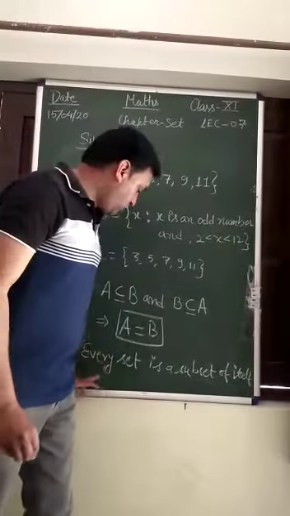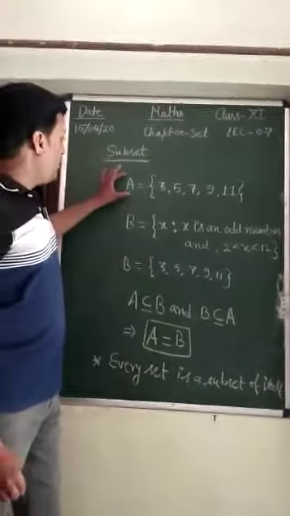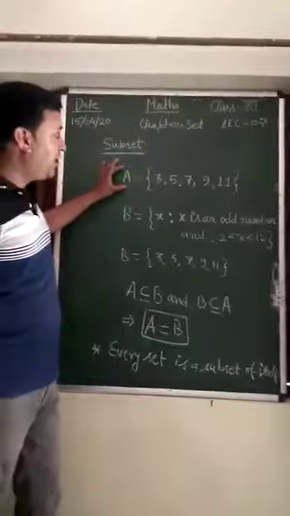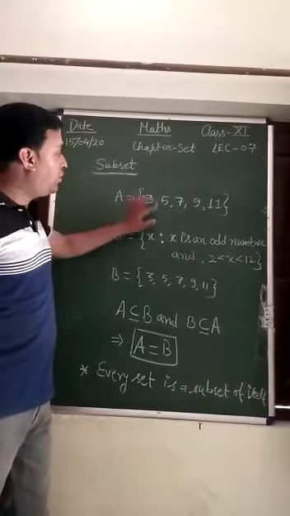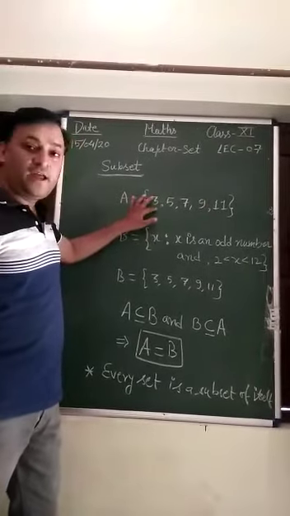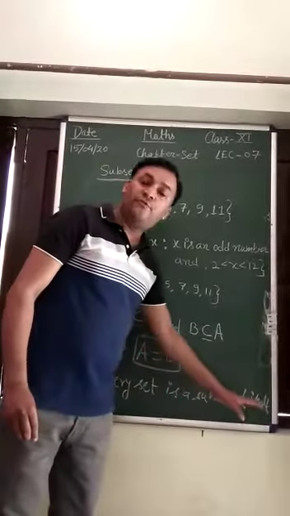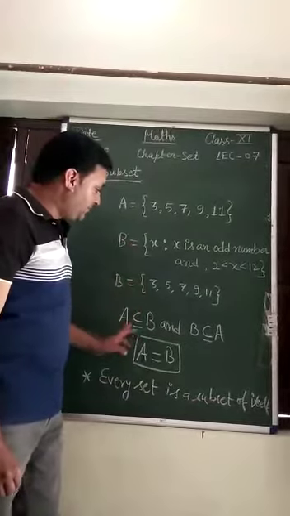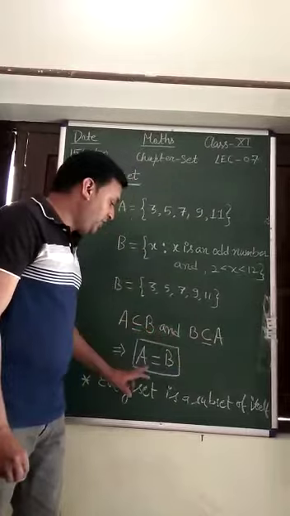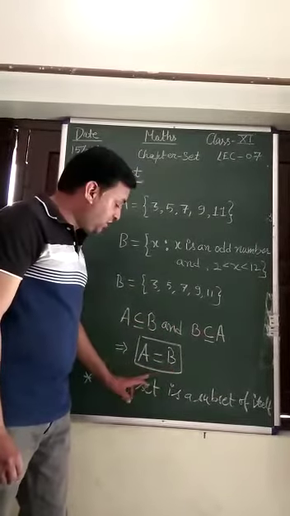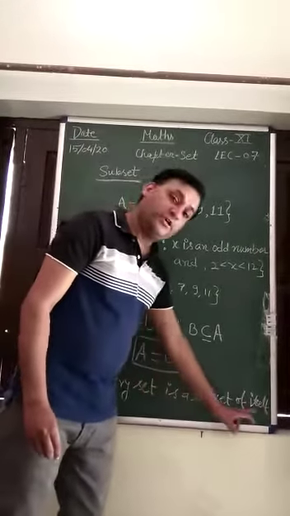Every set is a subset of itself, because if you write the set A and compare the set A with itself, then A equals A because all the elements in set A are contained in A itself. So every set is a subset of itself, which is clear from this example, because A is a subset of B and B is a subset of A. This is possible only when A equals B, because these two sets are equal. So we can say every set is a subset of itself.